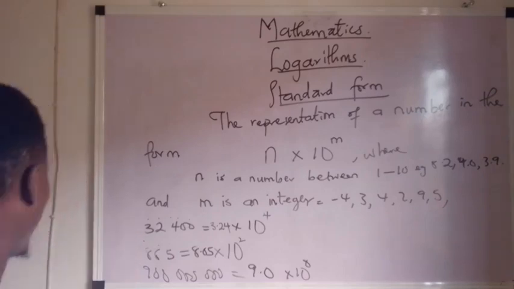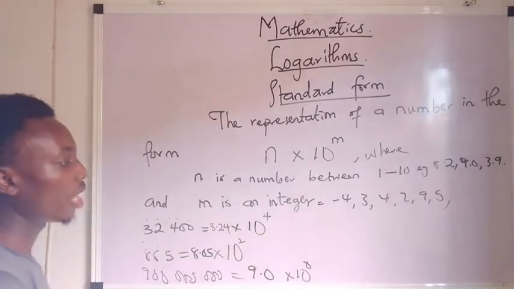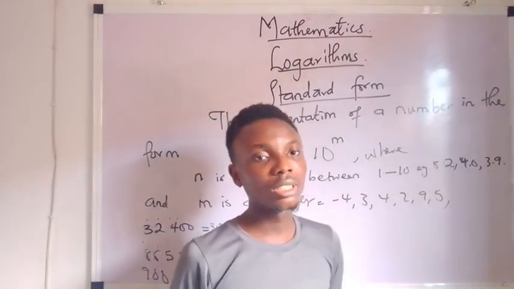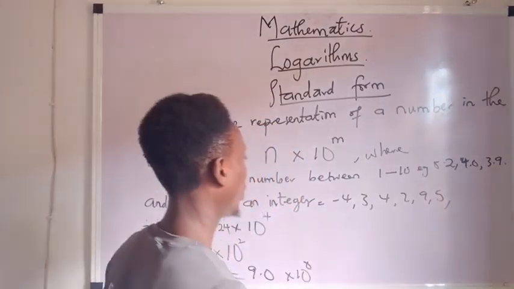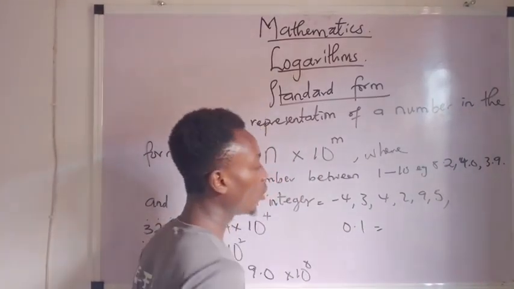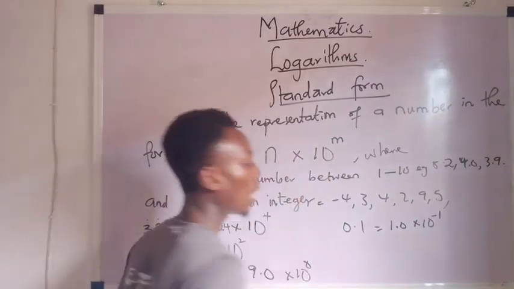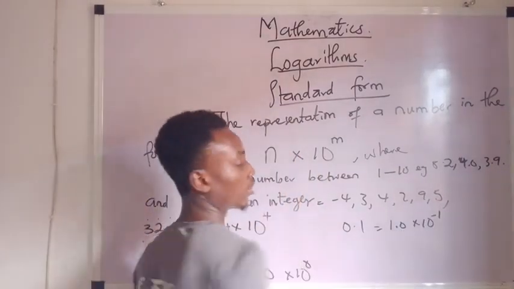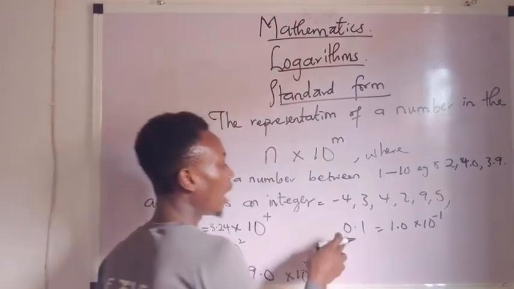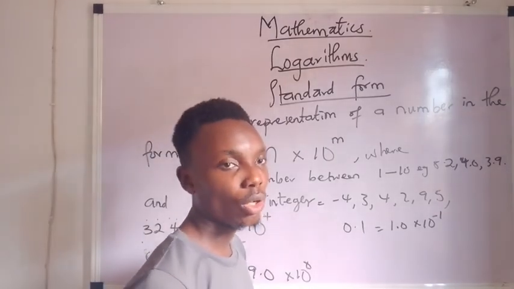Now, when you have numbers that are less than 1, most especially your decimals, we're talking about your decimals here now. For example, you have 0.1. 0.1 is actually what? 1.0 times 10 raised to the power minus 1. How do we get the power of 10? Very simple. Count how many zeros you get before the first significant figure.